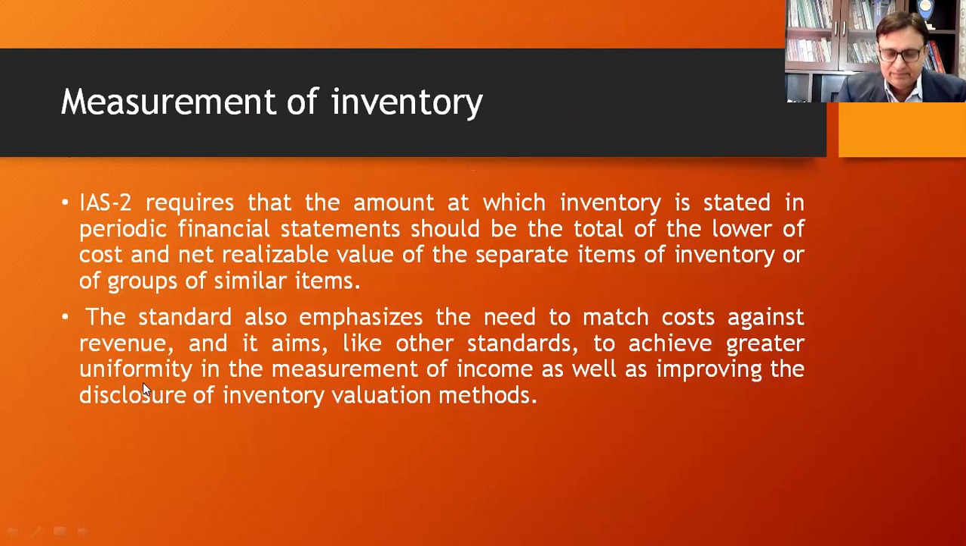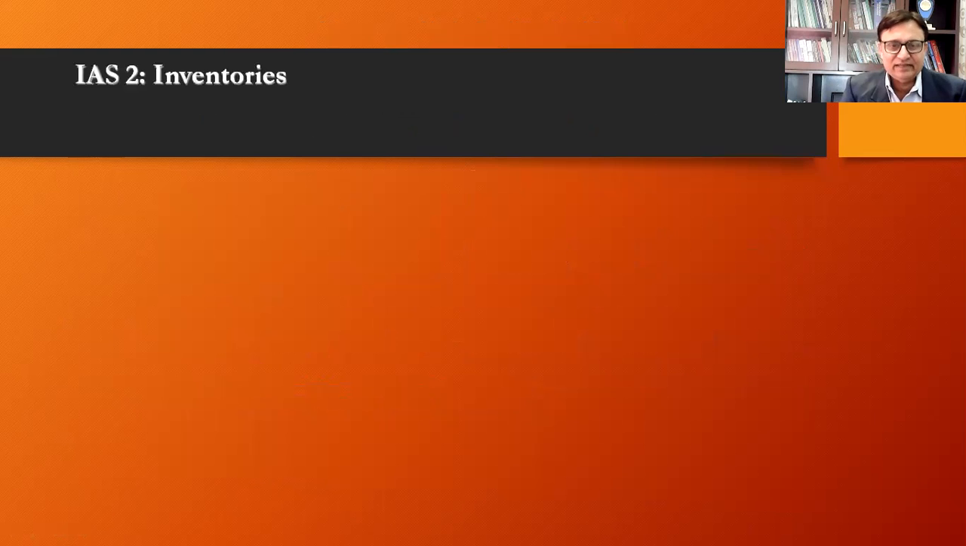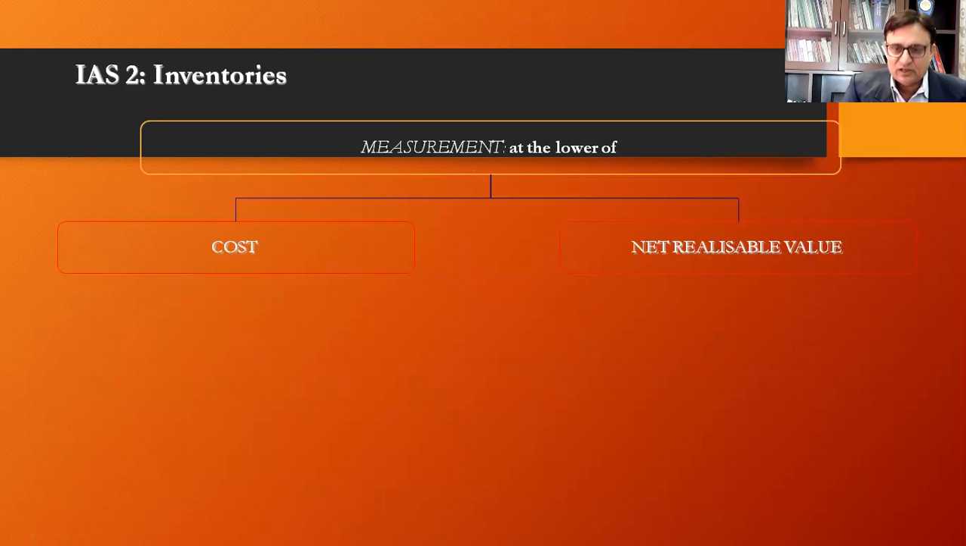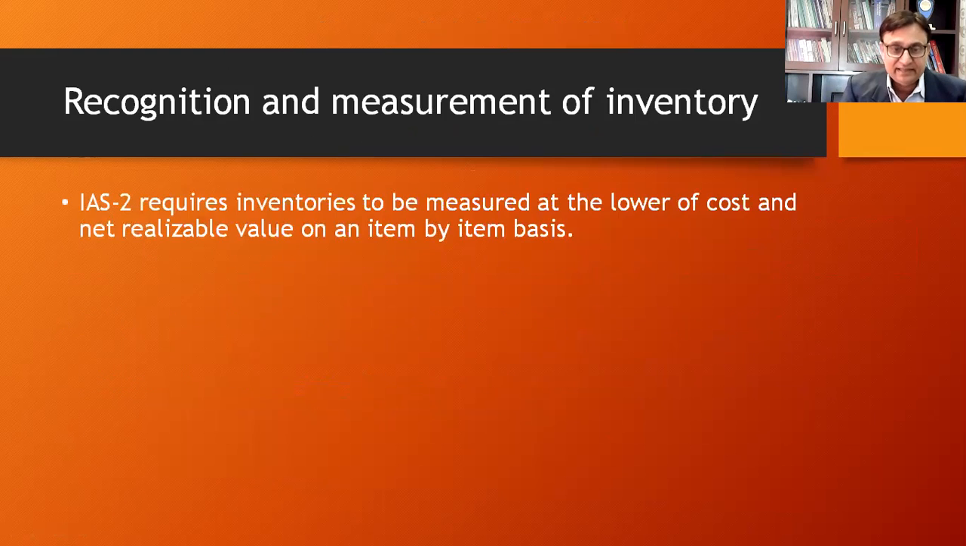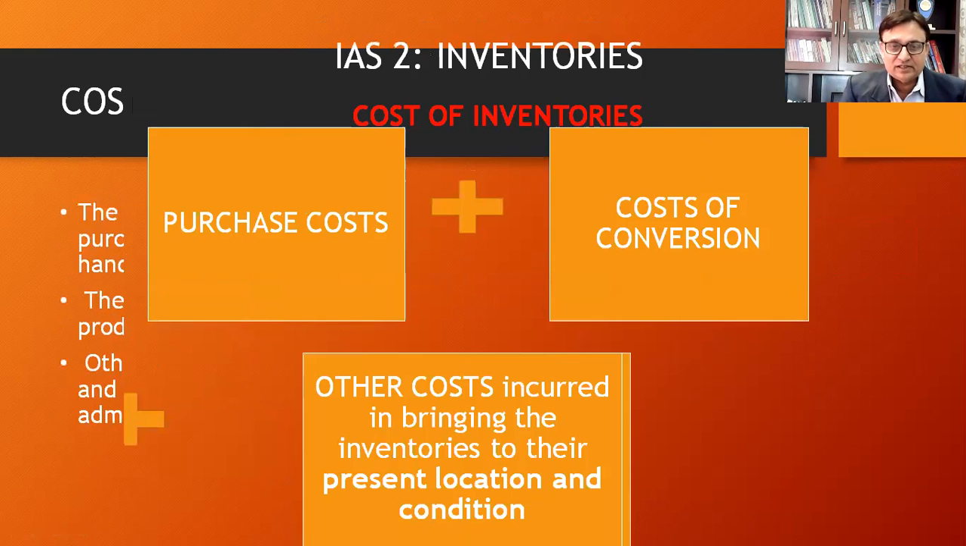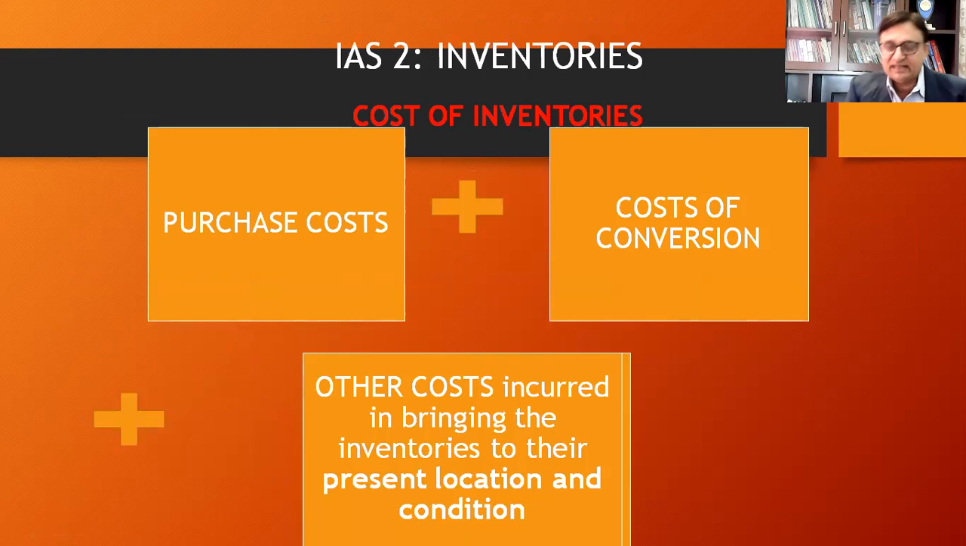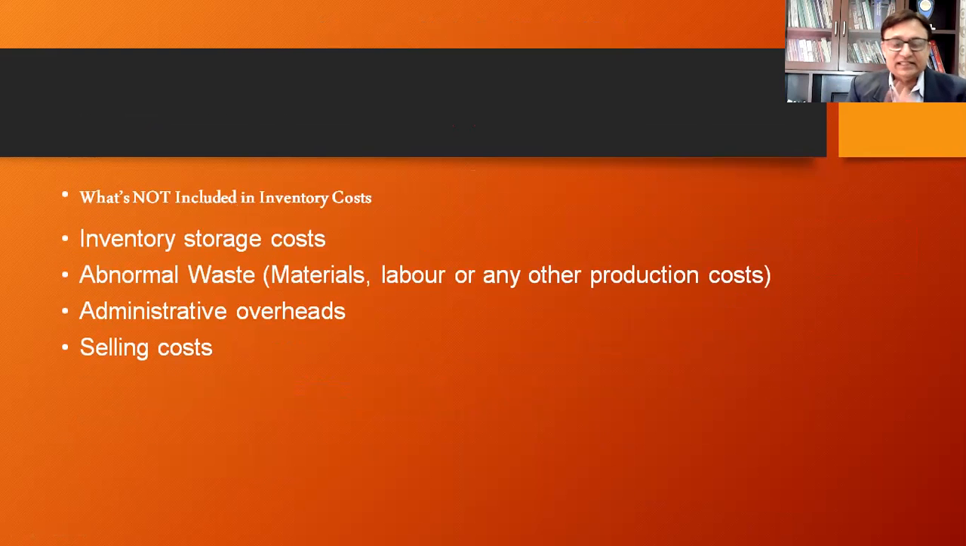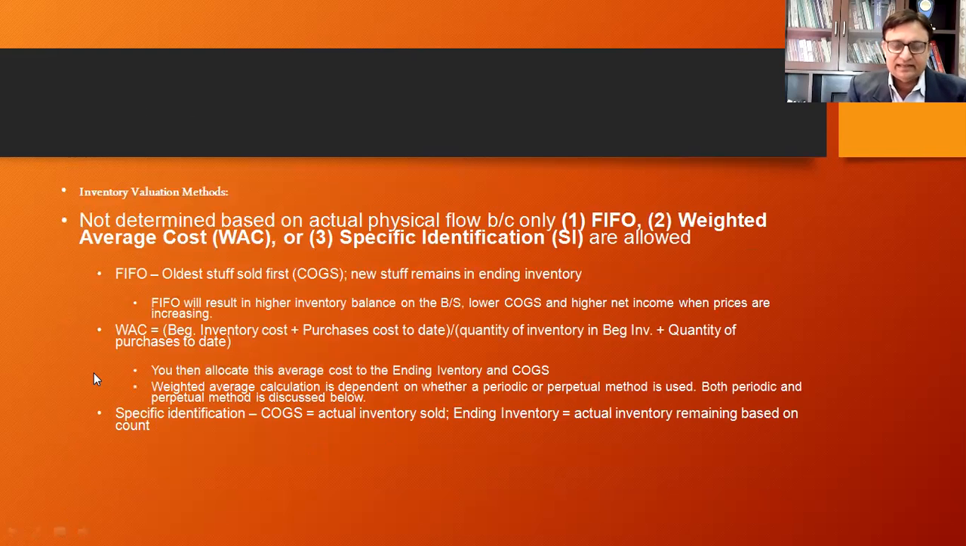Similarly, the measurement criterion is cost or net realizable value. We have discussed what is cost and what is net realizable value, and in cost we also include the cost of purchase, cost of conversion, and other costs. Similarly, we discussed what is not included in the cost: inventory storage cost, abnormal cost, and administrative and selling expenses. We also discussed a case study. This valuation model as per IAS 2 has prescribed the FIFO method, weighted average cost method, and specific identification method. So we have explained all this.